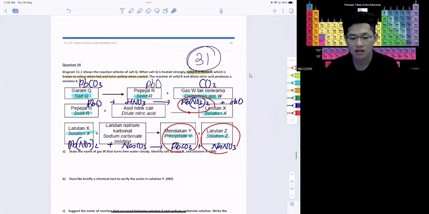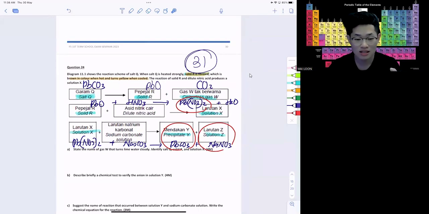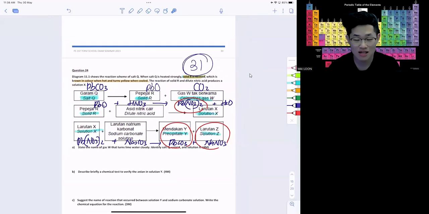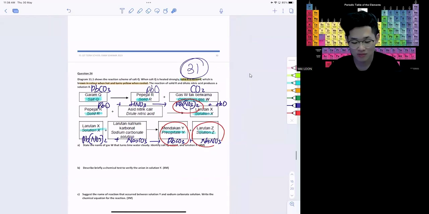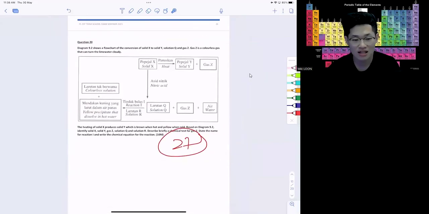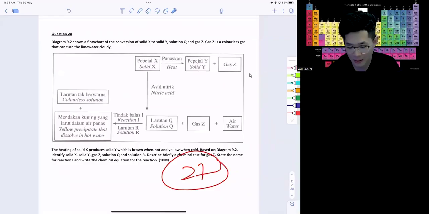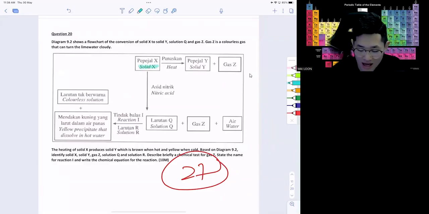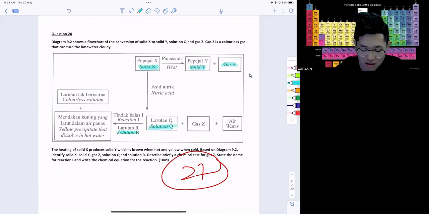Okay, done. Any question? Noah, do you have anything to ask me? Okay, then last question we're going to do. Page 27, last. Find the X, Y, Z, Q, R, yellow precipitate, colorless solution.